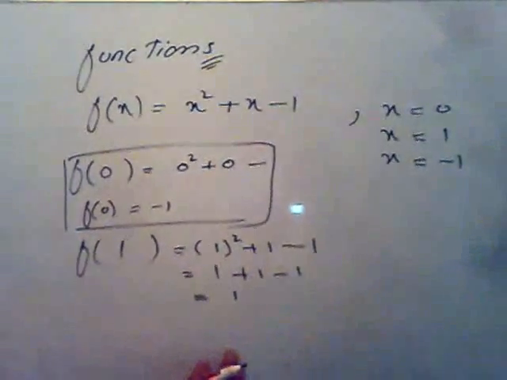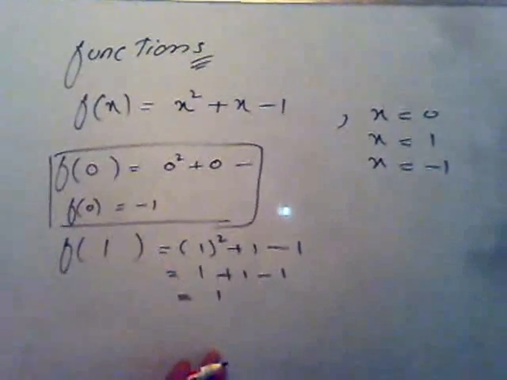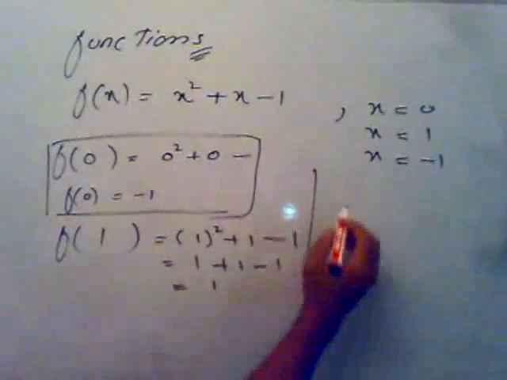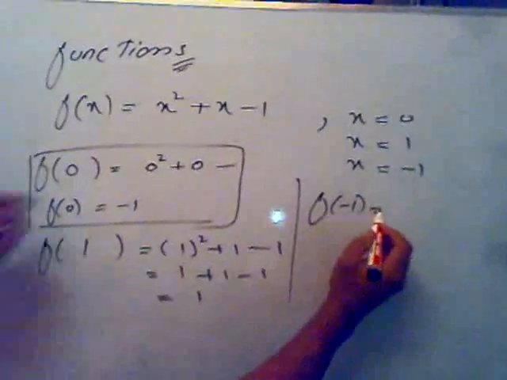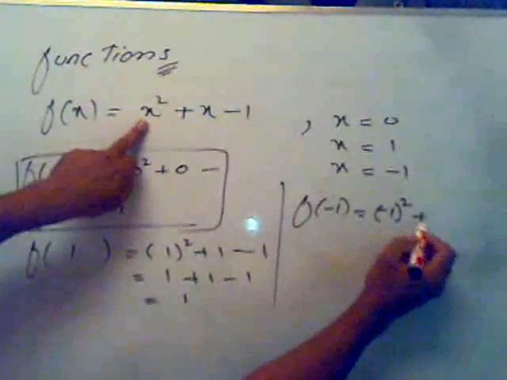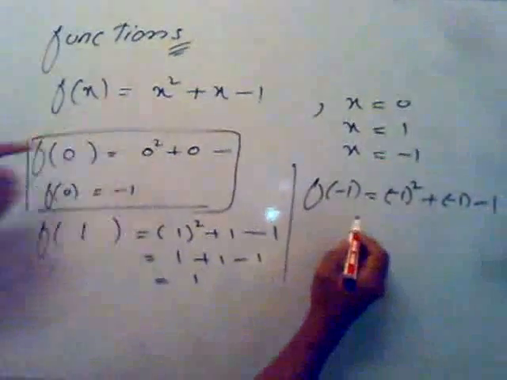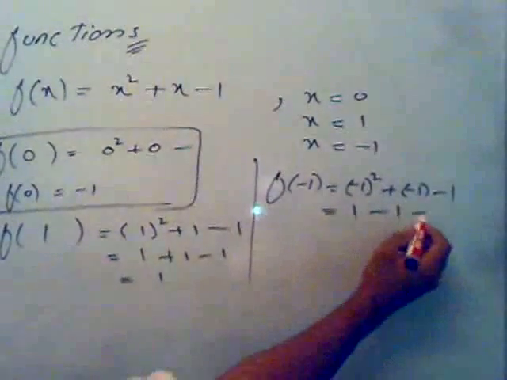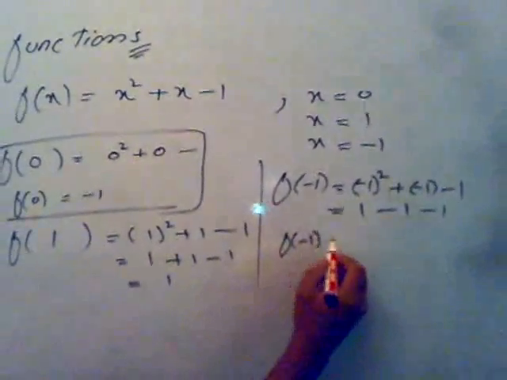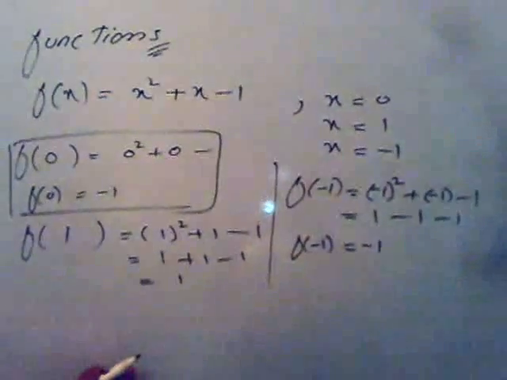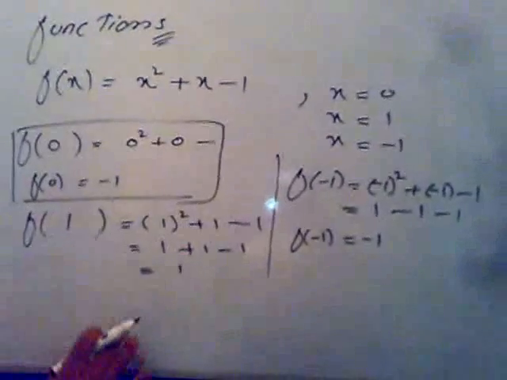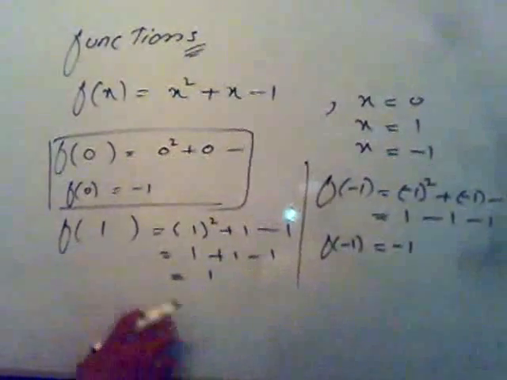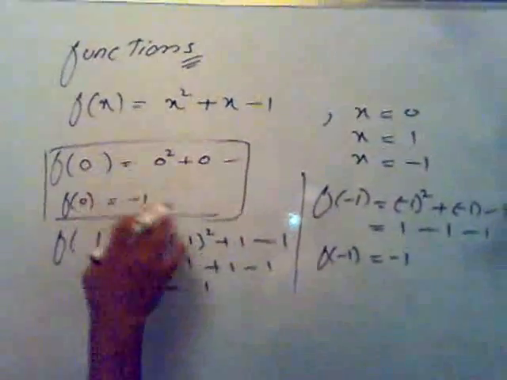Now if we see the value of the function at x equals minus 1, we simply replace x with minus 1 in f of x. So f of minus 1 will be minus 1 squared plus minus 1 minus 1. The negative squared will be positive 1, and positive times negative will be negative 1 minus 1. So f of minus 1 is minus 1. This is how you can find the particular values of a function at given points. Whatever the value is, just replace x with the given value and you will get the required result.